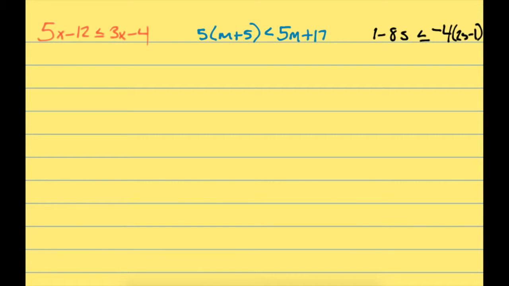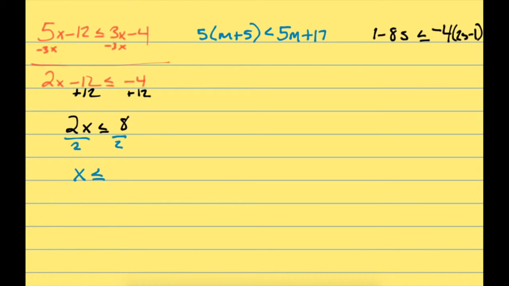Okay, so with the first one, we start by subtracting 3x from both sides. That leaves us with 2x minus 12 is less than or equal to -4. Adding 12 to both sides brings us to 2x less than or equal to 8. Dividing by 2 gives us x is less than or equal to 4. Now you may have used a different order in your steps. That's okay, as long as you come up with x is less than or equal to 4, or equivalently, you might have come up with 4 is greater than or equal to x.